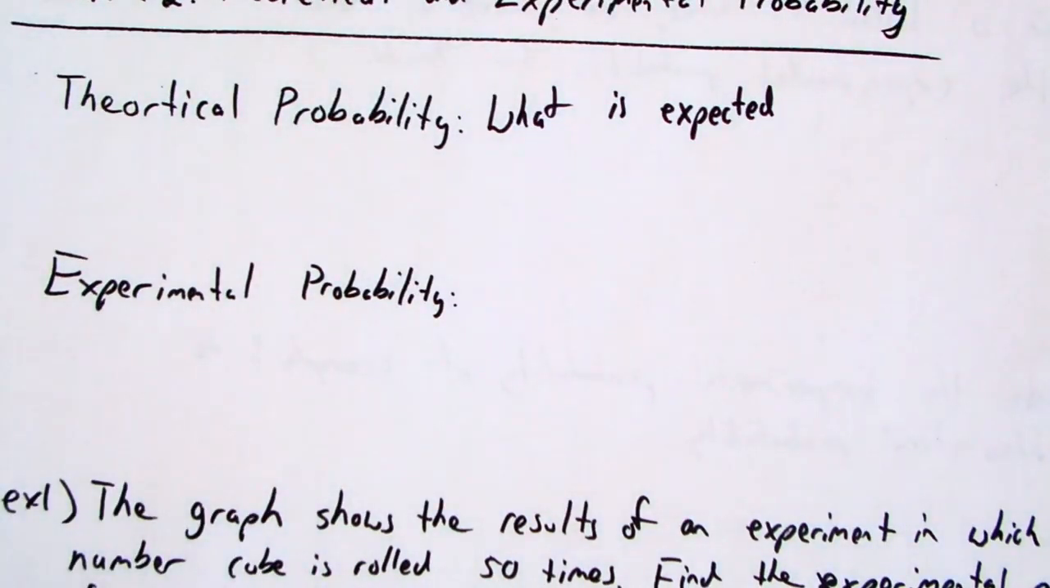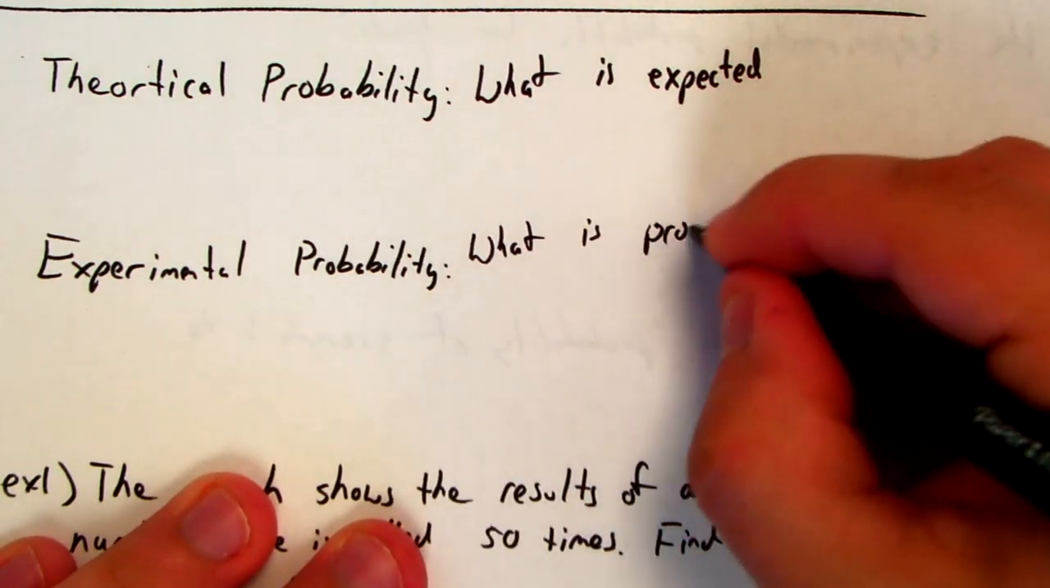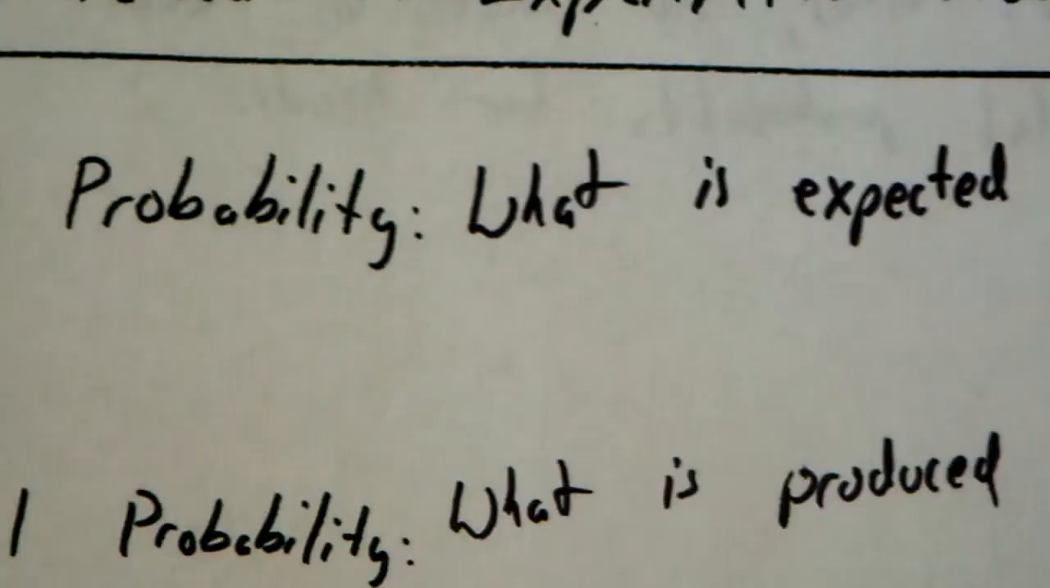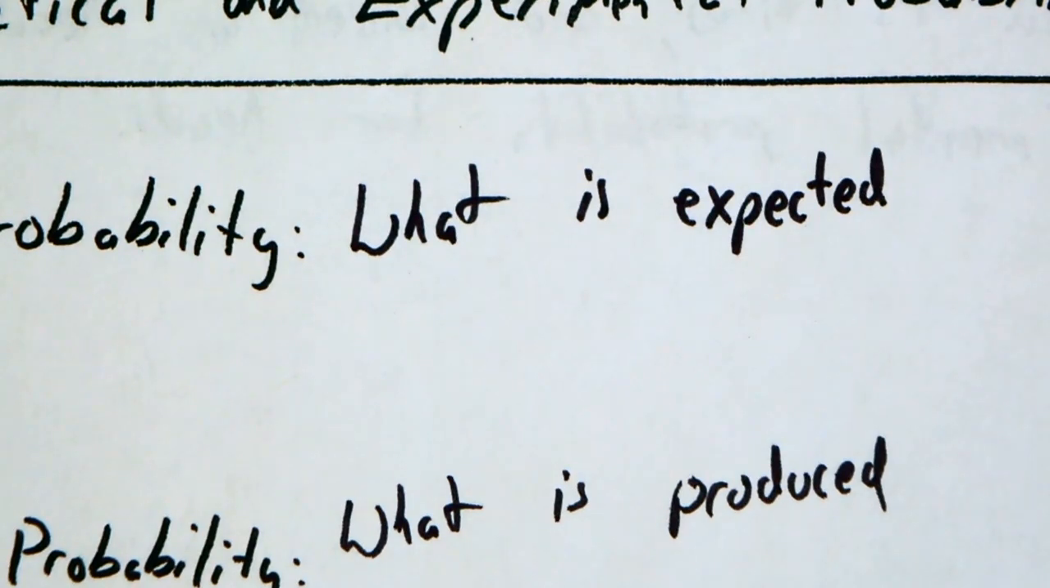And then there's experimental probability. And what experimental probability is, is what's produced. So, for example, the theoretical probability of flipping a heads or a tails is 1/2. The experimental probability is, depending on how many times we do it, it could be 1/2, it could be 2/3, it could be slightly more than 1/2, slightly less than 1/2. But we're going to do some examples to show how we can see what the experimental probability is and how that compares to theoretical probability.